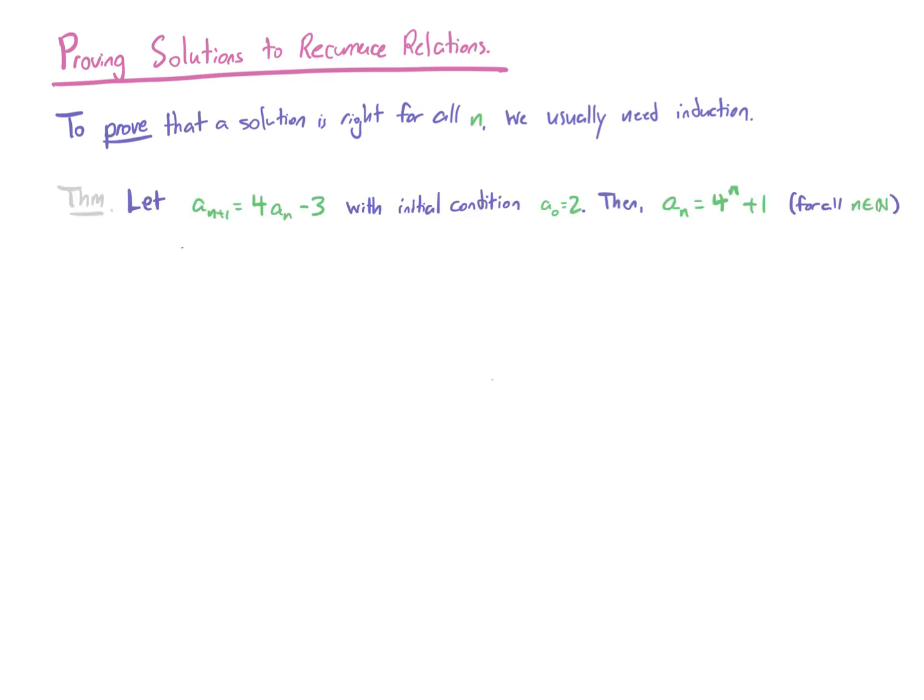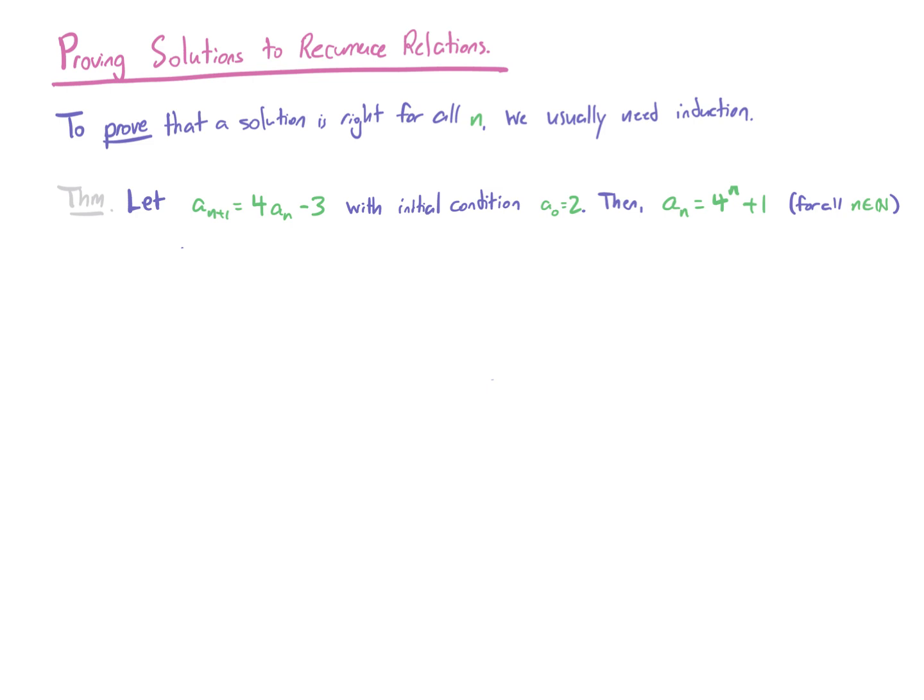So let's go ahead and jump right into an example of using induction to prove a solution to a recurrence relation. Here's a theorem that we'll prove. Let a sub n plus 1 be equal to 4 times a sub n minus 3 with initial condition a naught equal to 2. So this is a recursive definition of a sequence where in order to get the next element of the sequence, I'm going to take the previous element, multiply it by 4, and subtract 3. And what we're going to show is that we have a formula for the sequence given by a sub n equals 4 to the n plus 1. Now, why is this an induction problem?